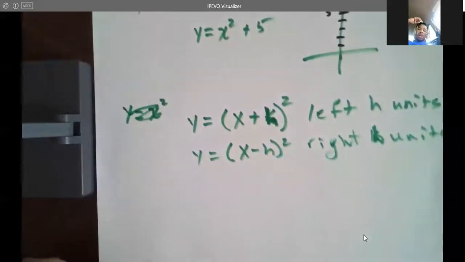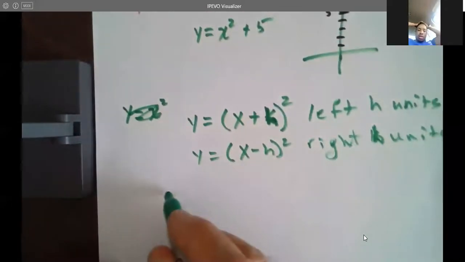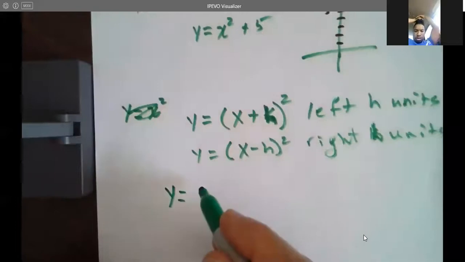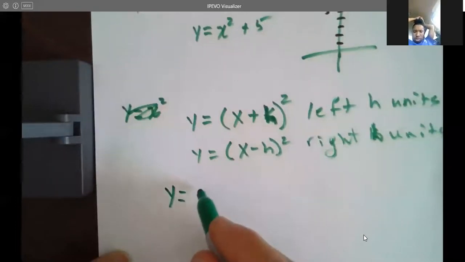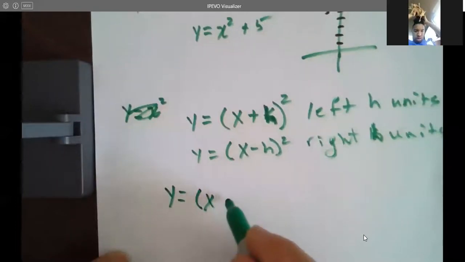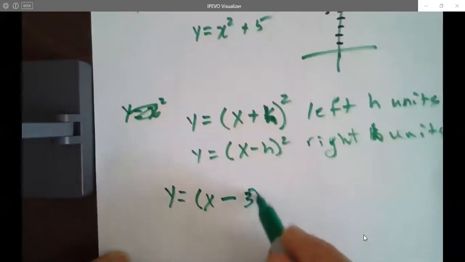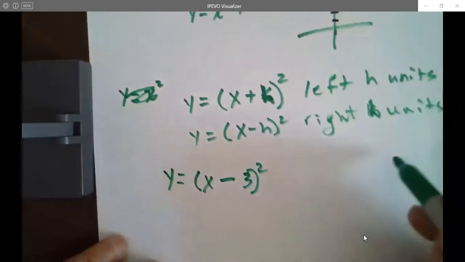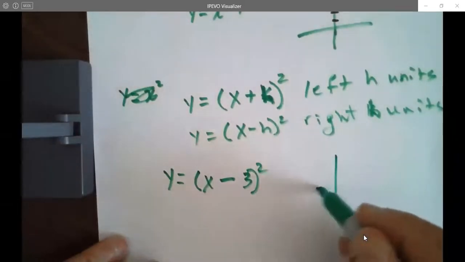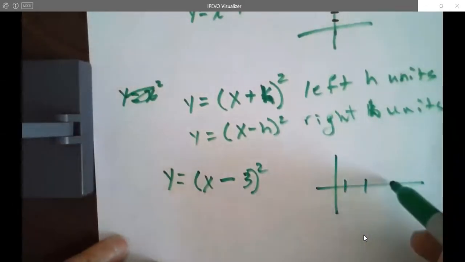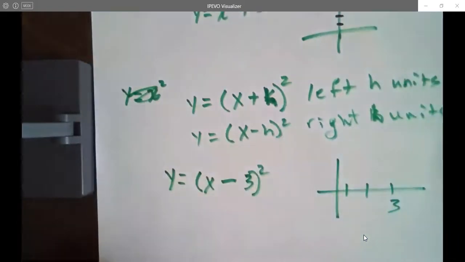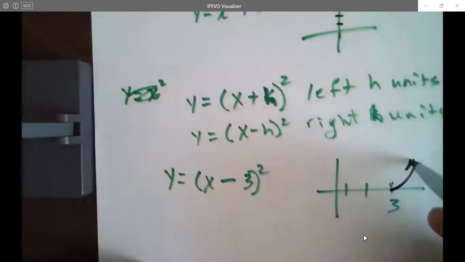So if you have y equals, let's say, x minus, let's say, 3, then that's going to shift it to the right. That's going to shift our parabola to the right 3 units.